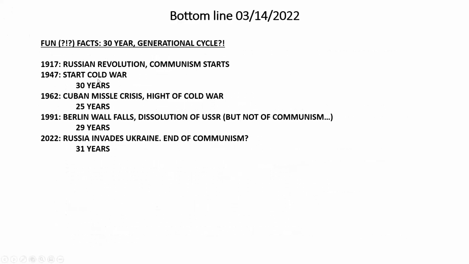And with that, I want to leave you with a, I hope it's fun, fact, where I can spot a 30-year generational cycle. This is about communism and Russia, which of course is the headline news. The Russian Revolution started in 1917, which is when truly communism starts, unfortunately. 1947 is when the Cold War officially started. All right, that's 30 years.